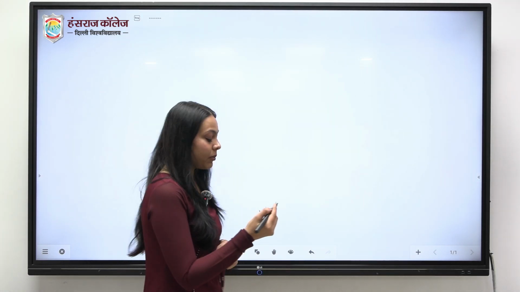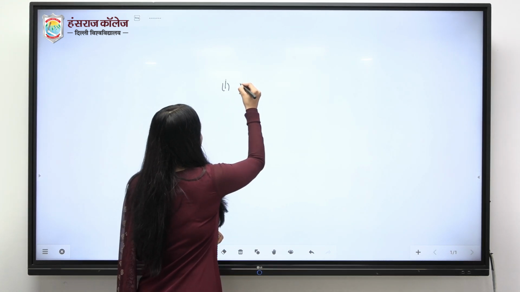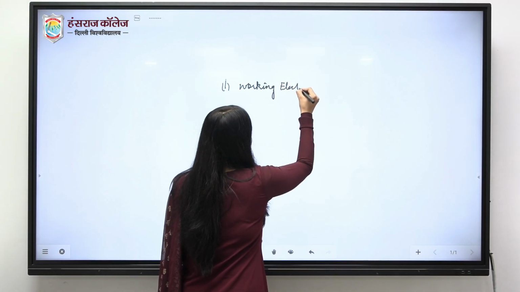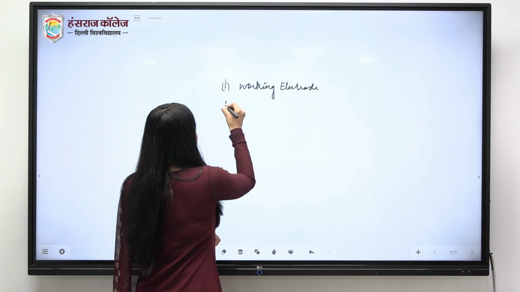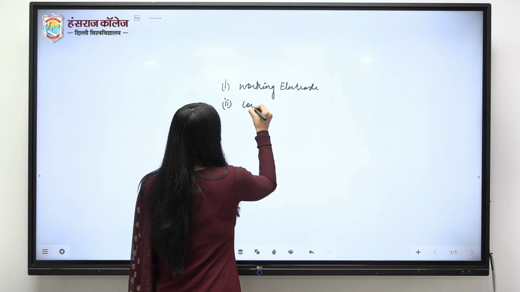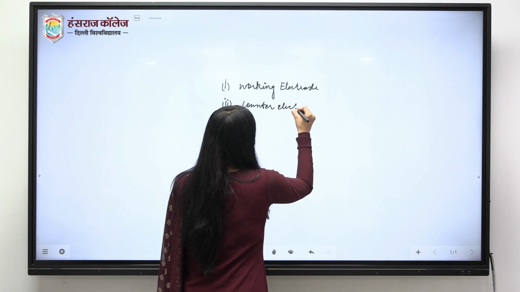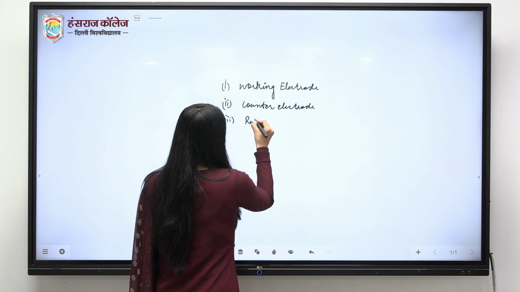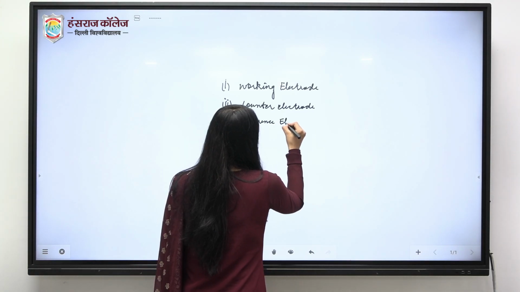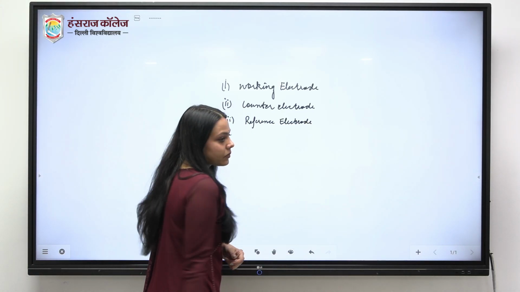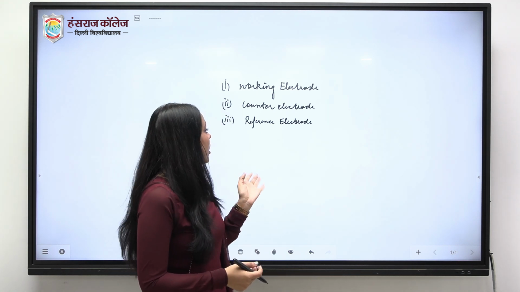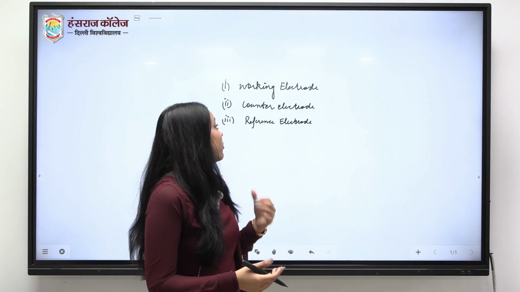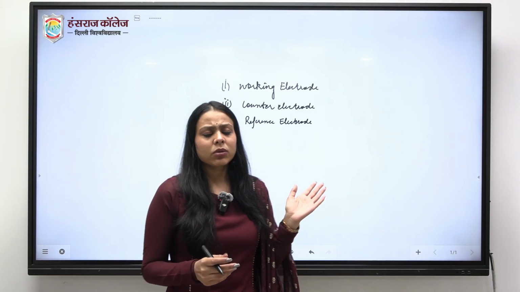So the components of an electrochemical cell consist of: first, working electrode; second is your counter electrode; and third one is your reference electrode. Okay, so working electrode, counter electrode, and reference electrode, all these electrodes have their own importance in an electrochemical cell. First, let's talk very quickly about all these three.